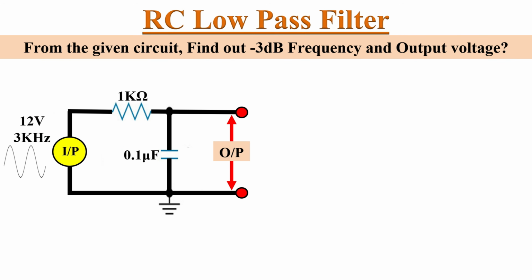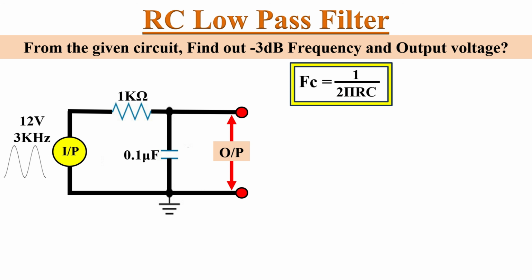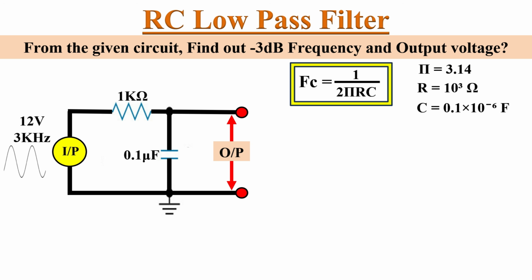Now let's solve an example based on the low pass filter. In this example, we have been asked to find the minus 3 dB or cutoff frequency for the given low pass filter, and we also have to find the output voltage at an applied input signal of 12 volts and 3 kHz frequency. First, to find the cutoff frequency, we use this equation: Fc equals 1 by 2 pi RC. Here, pi equals 3.14, R equals 1 kilo ohm, C equals 0.1 microfarad, and we will insert these values in this formula.